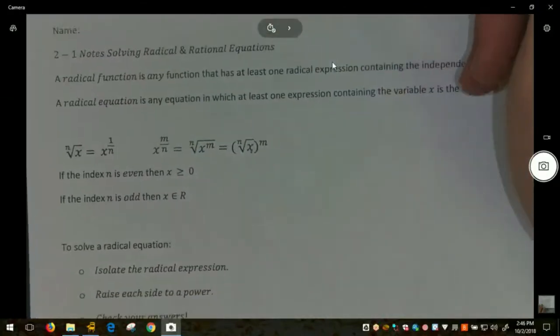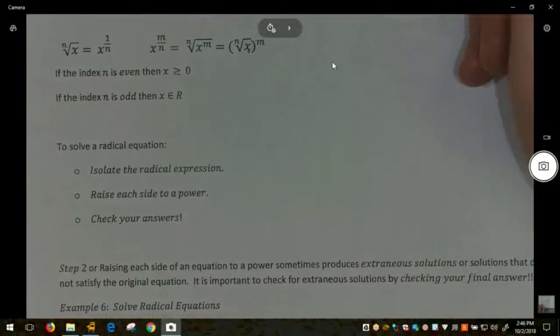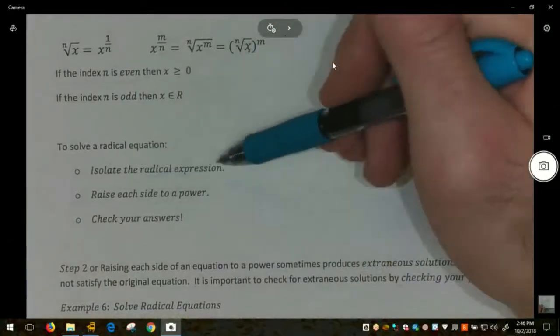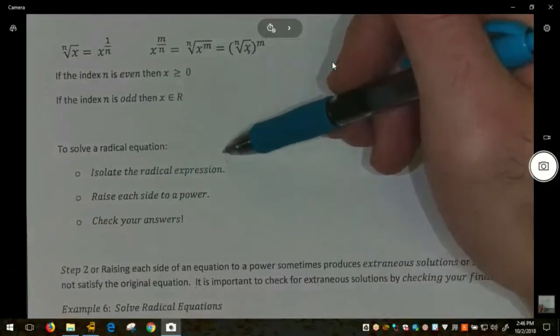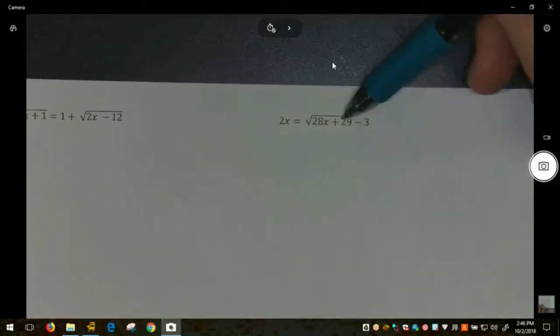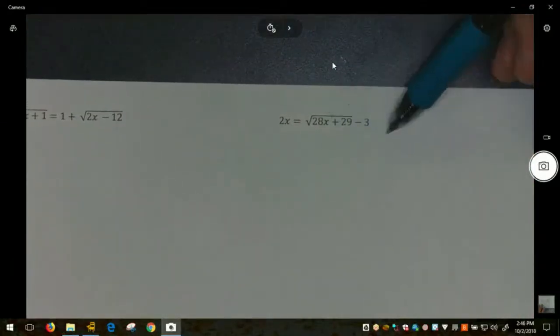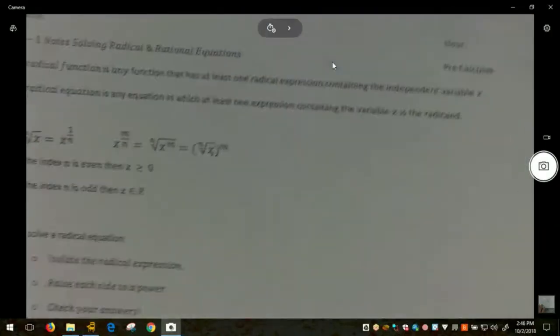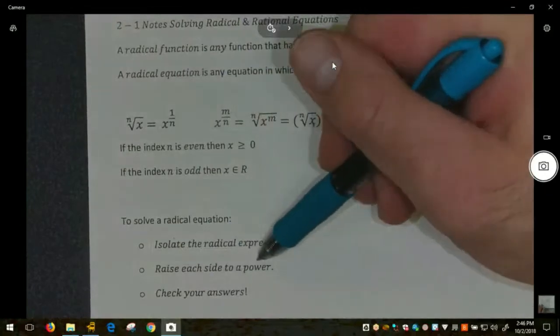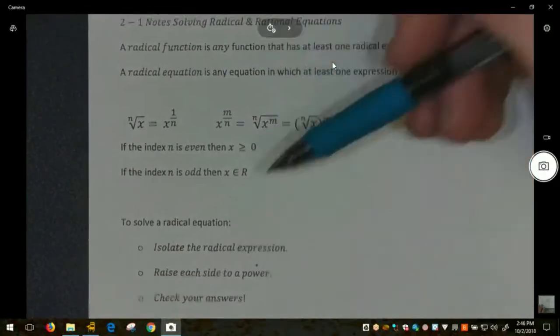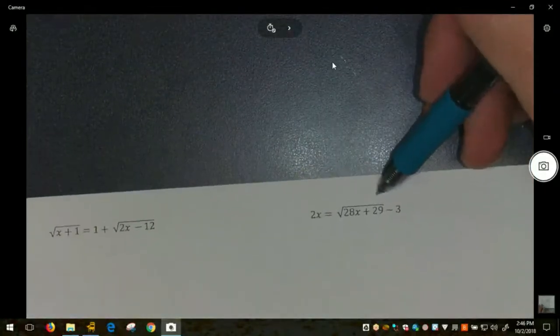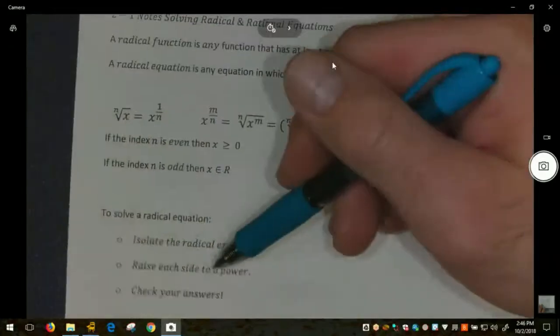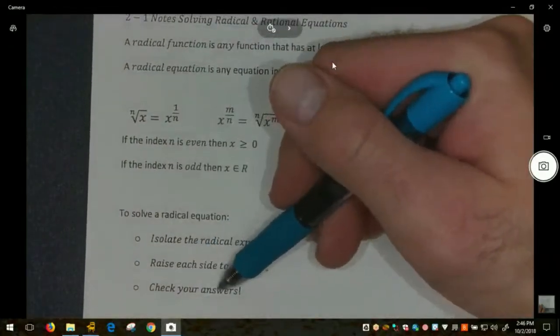The steps to solving a radical equation, as you figured out today in the exploration, are to isolate the radical expression, if there's just one. Like on the back side here in this case, we're going to try to get that radical expression by itself by moving the negative 3 by adding 3 to both sides. Then raise each side to the power needed. In this case, we would be undoing the square root, so we would square both sides. And then when we solve for x, check our answers.